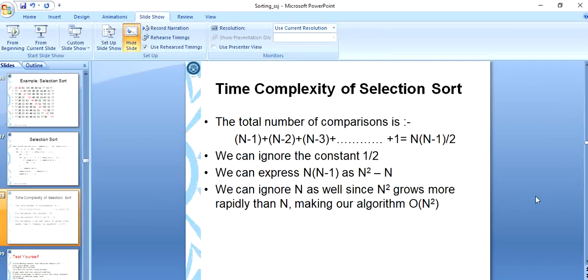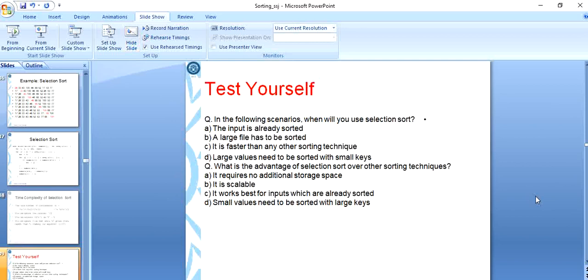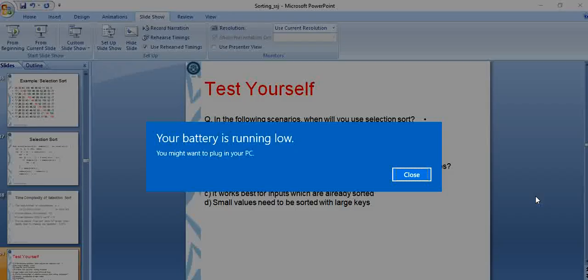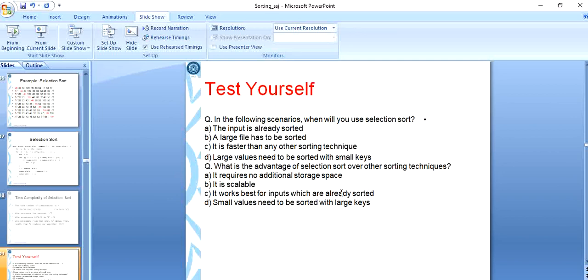So after that we will quickly run through some questions. Now onwards we will take some questions in the video itself, so that you develop a good habit of solving them. The first question is, in the following scenarios, when will you use selection sort? The important thing is that we use selection sort when large values need to be sorted with small keys. So it is new knowledge for you. Remember that when large values need to be sorted by using small keys, we generally use selection sort. So the correct answer is D.